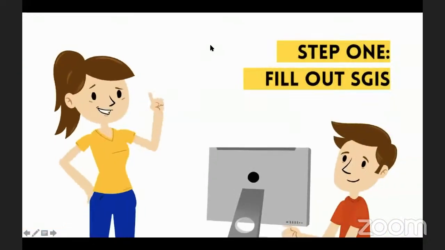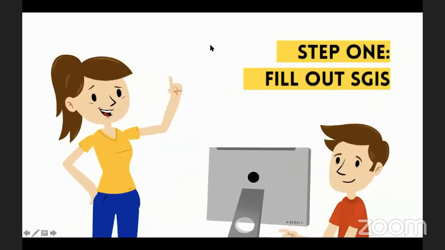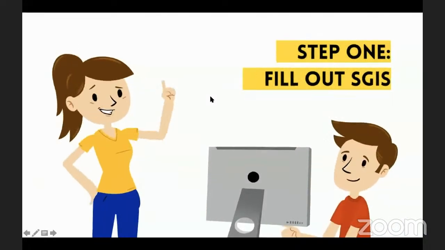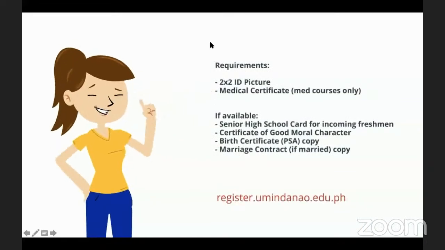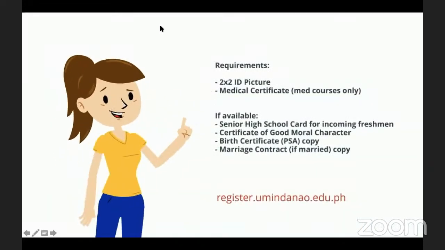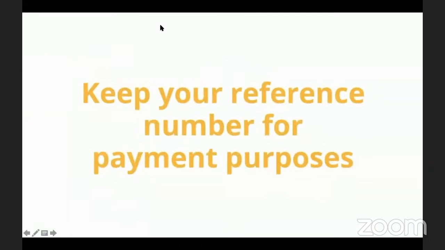Step 1. Fill out your Student General Information Sheet or the SGIS and attach the requirements indicated in it through this link. Remember, you get to keep a reference number after the registration.